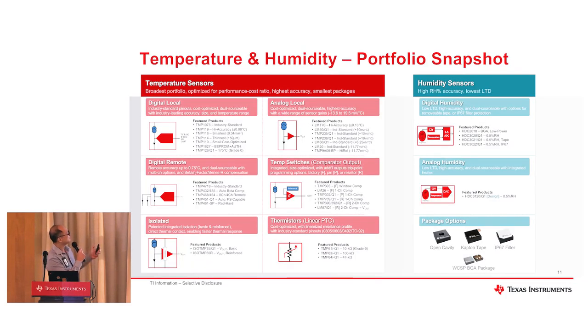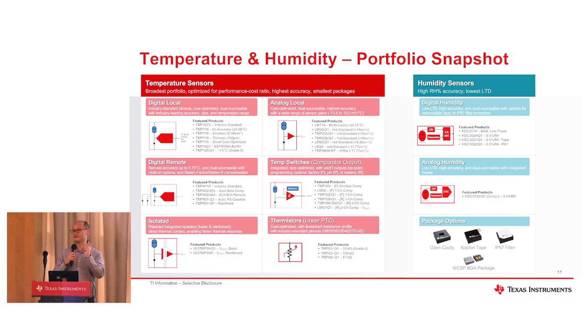So in summary, the kind of temperature and humidity sensors we have: digital for local, analog for local, digital for remote sensing. We have temperature switches, right? Sometimes you just want to have a trigger to cut off. It's like a temperature comparator. Once the temperature exceeds, you just trigger. And then we have isolated temperature sensing.